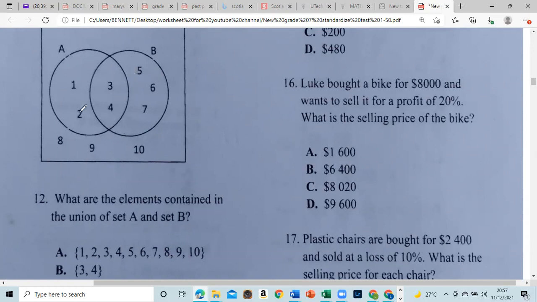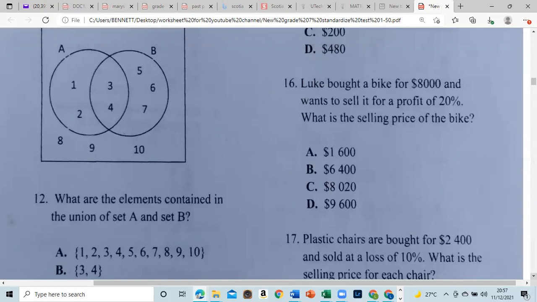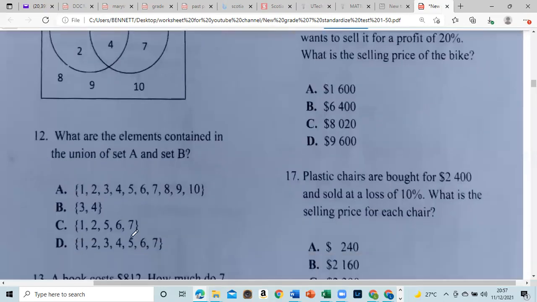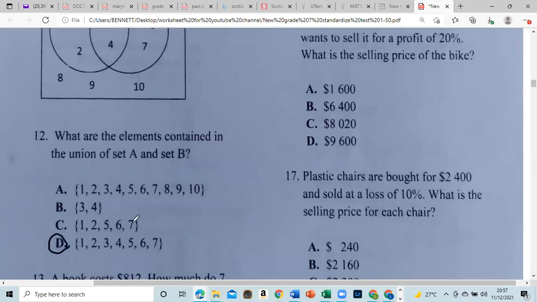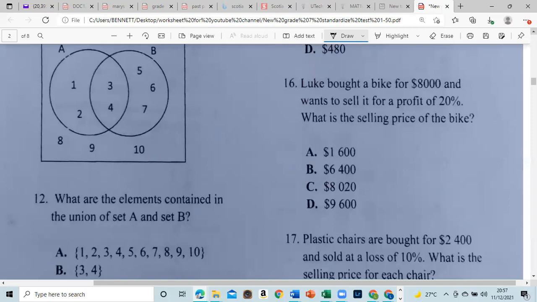So that's 1, 2, 3, 4, 5, 6, 7. Let us see if we can find one with that. All right, so that would be D, definitely. Remember, the union is all of them combined. If it was the intersection, it would mean what is common to both A and B. So if it's intersection, it would be this. All right, 3 and 4.